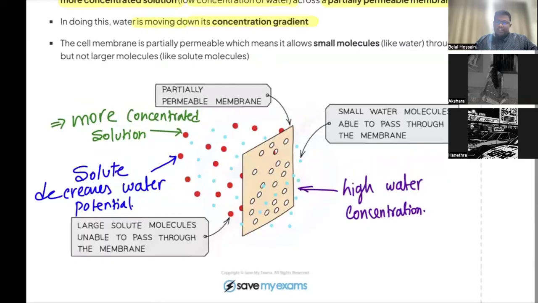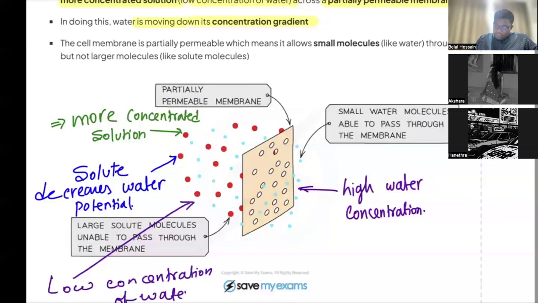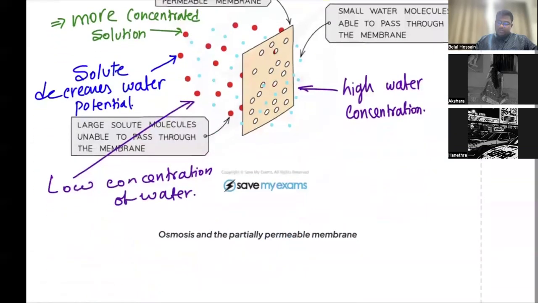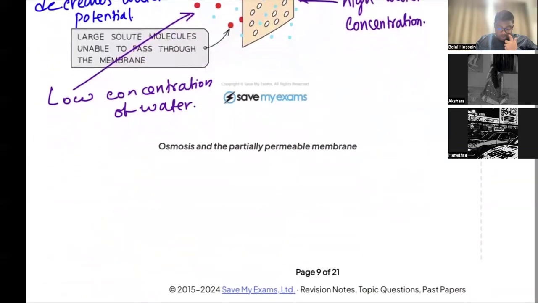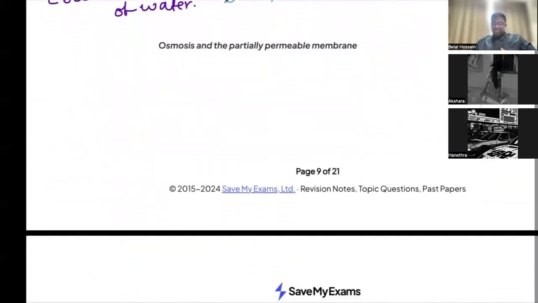So a more concentrated solution with solute decreases water potential, or we can just simply say low concentration of water. Now, this is only possible because the cell membrane is partially permeable. It allows small molecules like water to pass through, but does not allow large molecules like solute to pass through. That's why water potential or osmosis can have its effect.